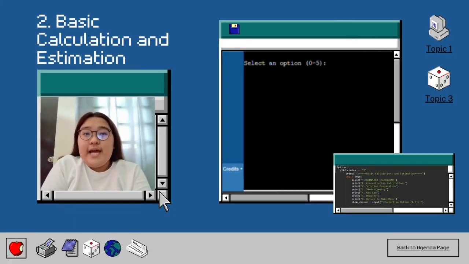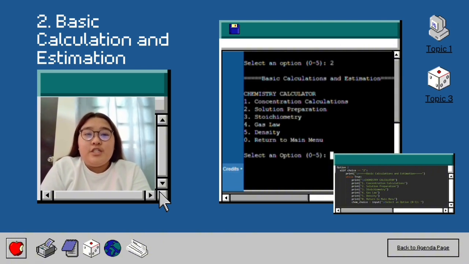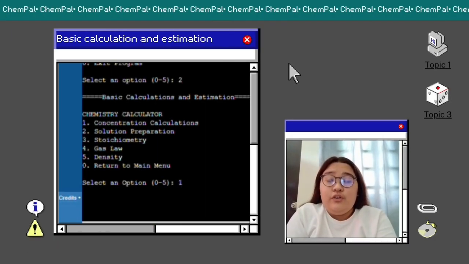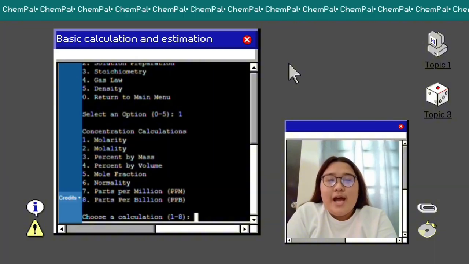Now let me introduce the second category of our program, basic calculation and estimation. This section is packed with tools to help you solve real-world problems in your chemistry class. This section can calculate the following concepts: concentration calculations, solution preparation, stoichiometry, gas law, and density. Under the concentration calculations are the following. You can solve concepts like molarity, molality, percents by mass, percents by volume, mole fraction, normality, parts per million or ppm, and parts per billion.